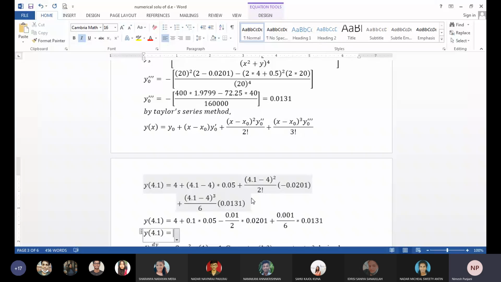Okay, now we simplify this and write the value. 4 plus 0.1 into 0.05 minus 0.01 multiplied by. Sir, it is not typing, sir. Typing, till here that last step is done, right? Now I am calculating, I am calculating in the calculator: 4 plus 0.1 into 0.05 minus 0.01 divided by 2 into 0.0201. This step is visible on the screen, right? Yes, sir, it's visible. Okay. So I am now just calculating what we have written in the formula, using the calculator, to find out the answer for that.